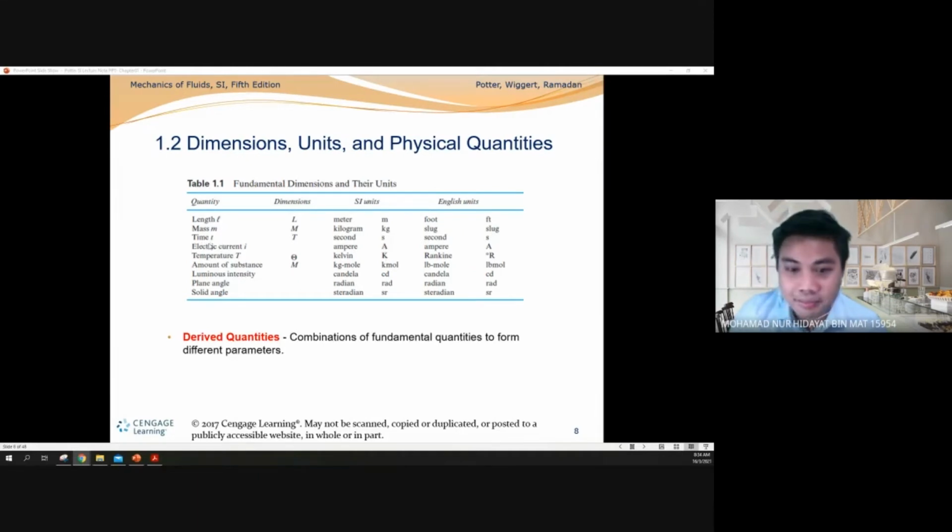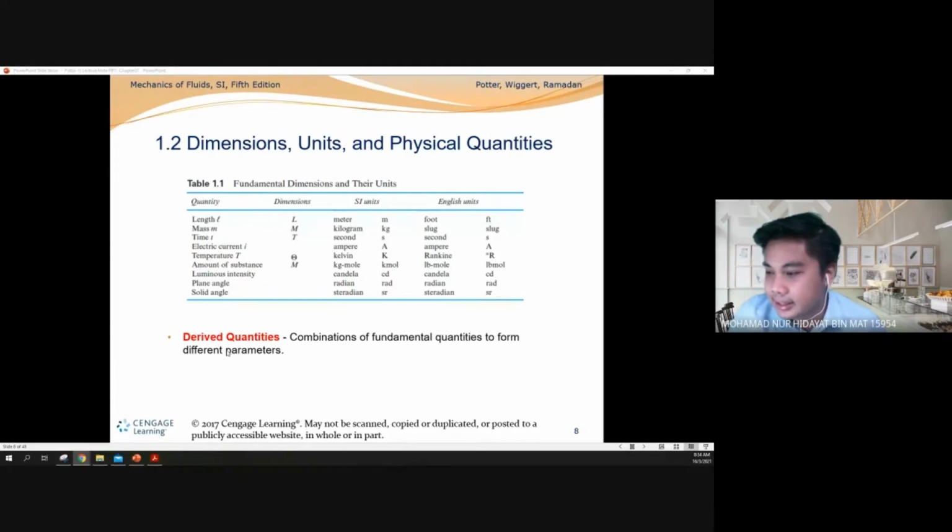However, for time, it is the same: second and second. For temperature, you have Kelvin and Rankine. Okay, Kelvin and Rankine.